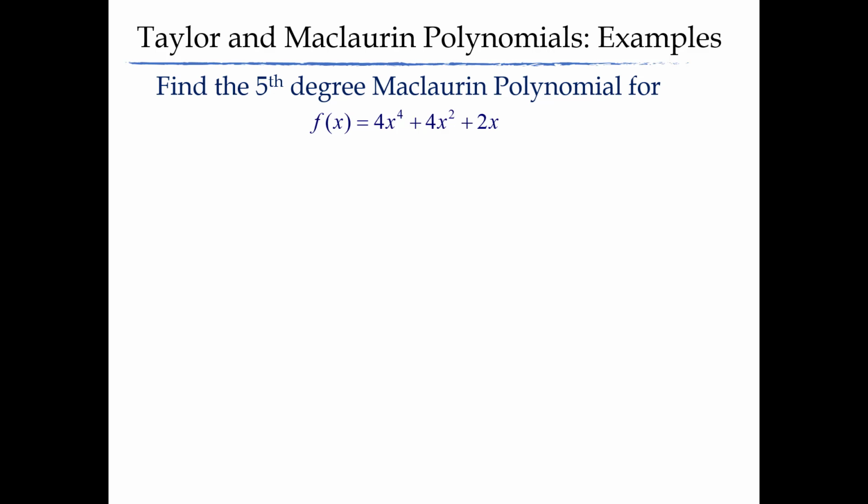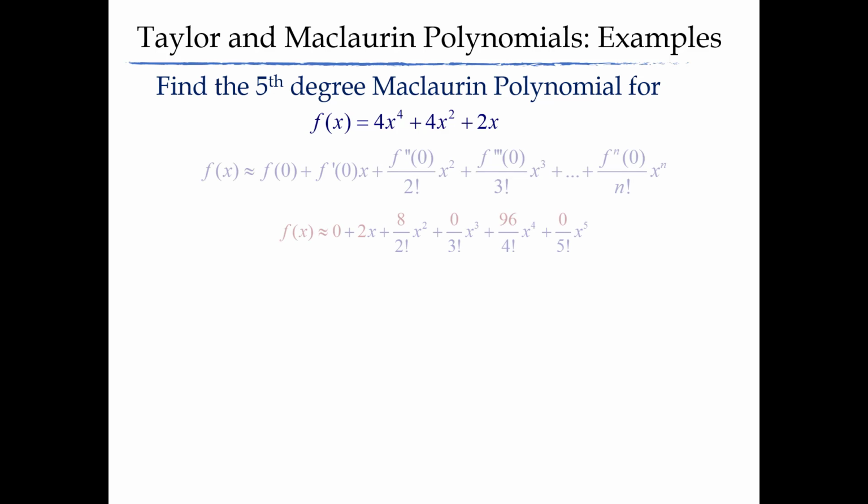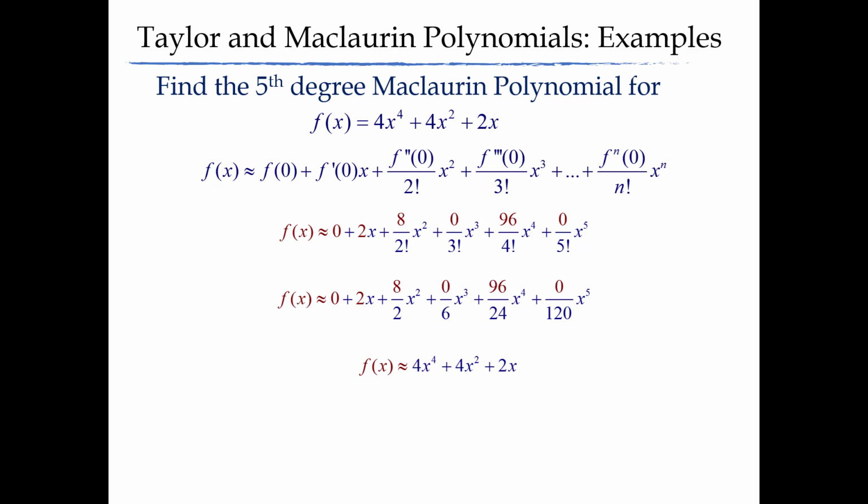So let's go ahead and find the fifth degree Maclaurin polynomial for a polynomial. What happens if we try to find a Maclaurin polynomial for another polynomial? Well, in this case, if I follow the form, it's going to be 0 plus 2x plus 8 over 2 factorial x squared plus 0 over 3 factorial x cubed plus 96 over 4 factorial x to the fourth plus 0 over 5 factorial times x to the fifth. And if we evaluate that, we end up with our polynomial.